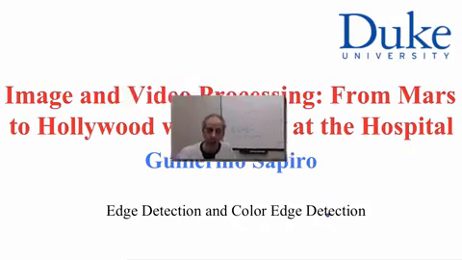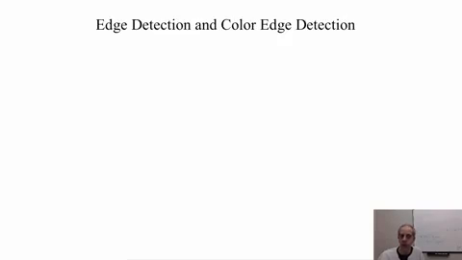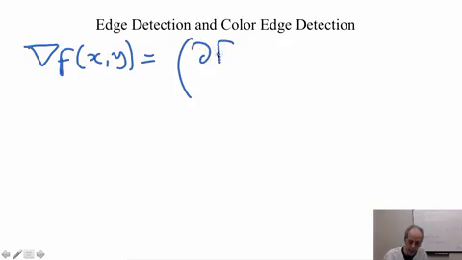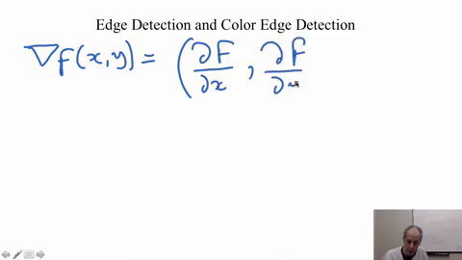So the basic idea is very simple, and you have learned about gradients probably in your calculus classes, maybe recently, maybe a long time ago. The gradient of an image f is actually a vector. An image is a scalar. At every point we have a value. The gradient is actually a vector. It is the derivative of f in the x direction, that's one coordinate of the vector, and the derivative of f in the y direction, that's the other coordinate of the vector.